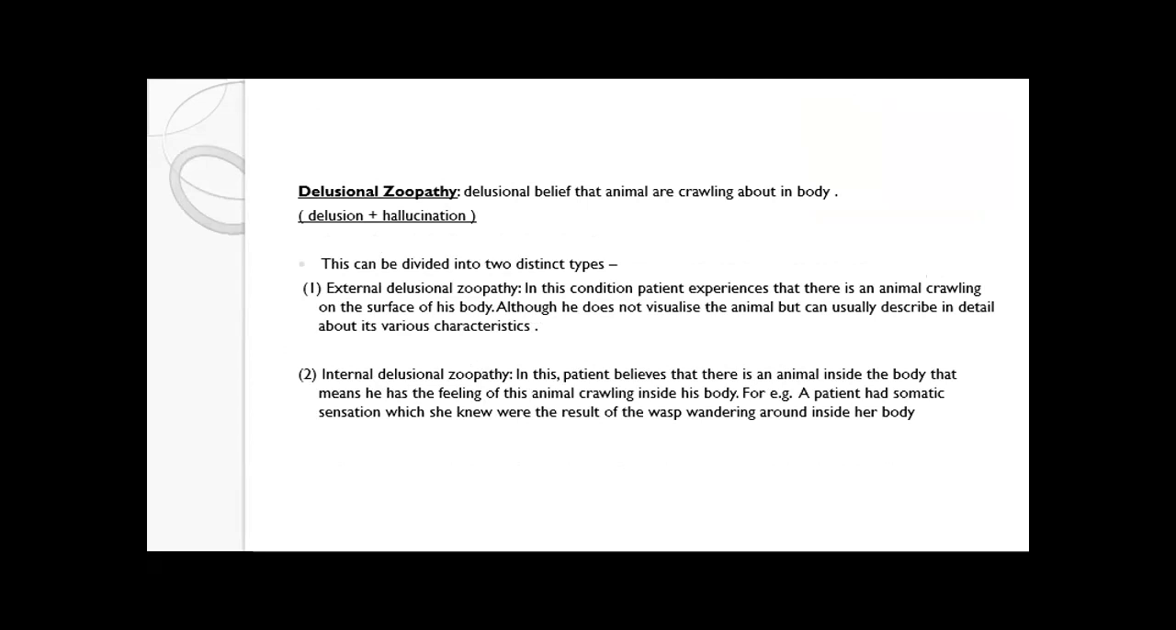Then there is delusional zoopathy. In this, there is delusional belief plus hallucination. Delusional belief that animals are crawling about in the body. Delusional zoopathy can be of two types: external delusional zoopathy and internal delusional zoopathy. In external delusional zoopathy, the patient experiences that there are animals crawling on the surface of the body, although he does not visualize the animal, but can usually describe in detail its various characteristics. In internal delusional zoopathy, a patient believes that there is an animal inside the body. That means he has a feeling of this animal crawling inside the body. The patient had somatic sensations which she knew were the result of a wasp wandering inside her body.